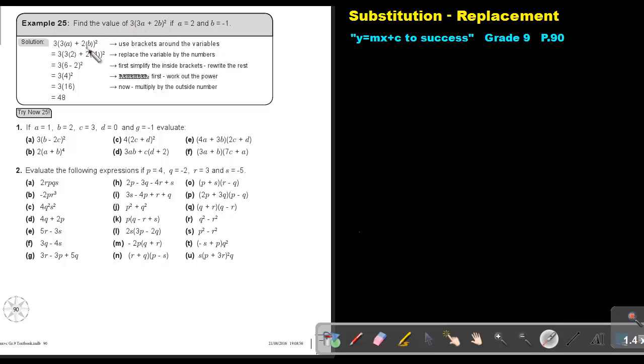Although it's one term, it's a complicated one term. First we still put brackets around the variables, and then we clean the inside, and then we substitute with the numbers. Remember, you must start with the inside brackets first. So 3 times 2, that's 6. 2 times negative 1, that's negative 2. First simplify this: 6 minus 2, that's 4. Now you must first do the power. So 4 to the power of 2, that's 16. Now you can multiply with the 3, and you get your final answer.